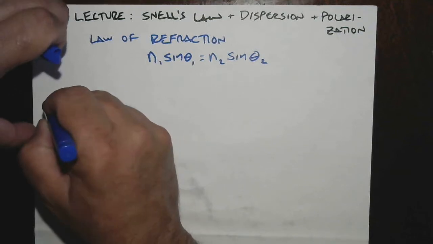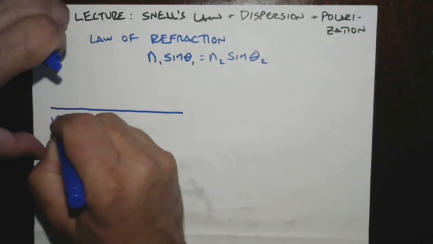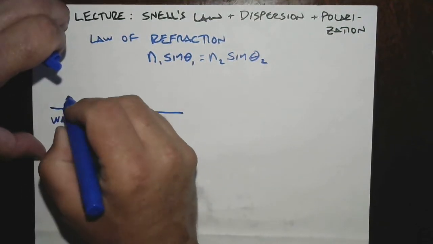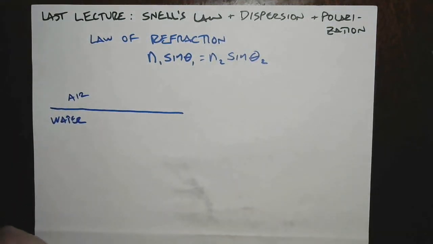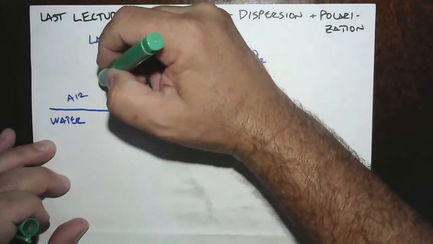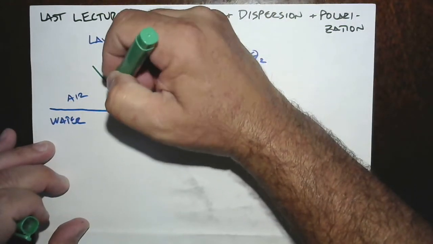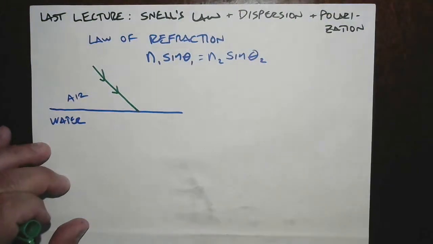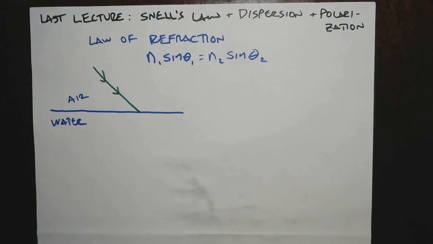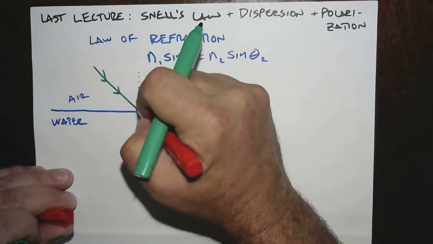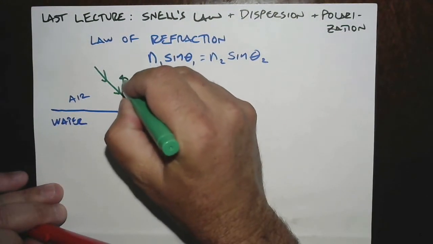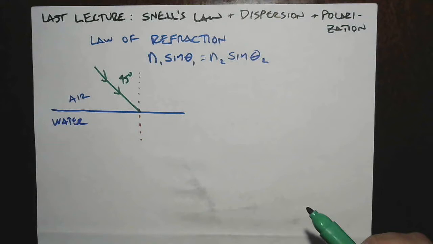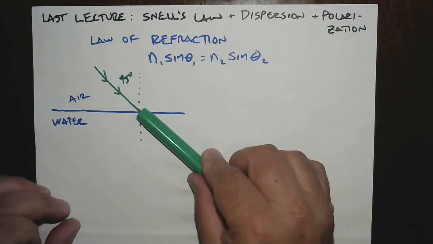Let's pretend we have a horizontal surface where below is water and above is air. Now, this is very normal because if you have a body of water, the air is above it. Let's bring in some sort of laser light or something, and let's bring it in at a 45-degree angle. That's measured away from the normal here. So this right here is going to be 45 degrees. And what I'd like to know is, where does that laser go when it enters the water?